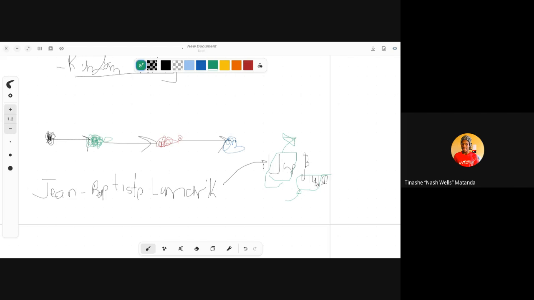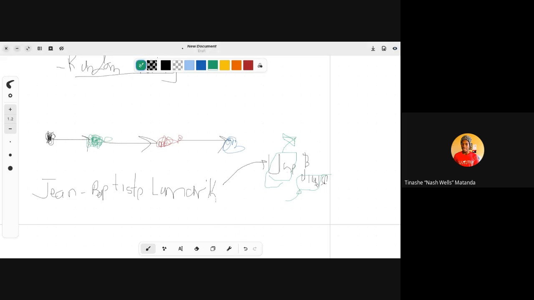Any questions on that law of Jean-Baptiste Lamarck? All right. I'm guessing by means of silence, you guys are fine with use and disuse.